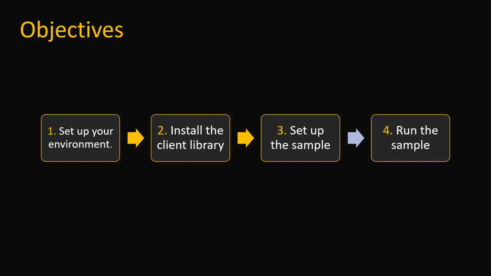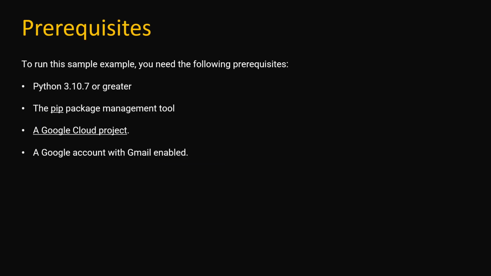Alright, so what are the prerequisites for this project? This project has certain prerequisites. For example, you need to have Python 3.10.7 or greater as recommended by Google. You should have pip installed, you should have a Google Cloud project, and you should have a Google account with Gmail enabled. I'll explain all of these in greater detail as we go through this video.